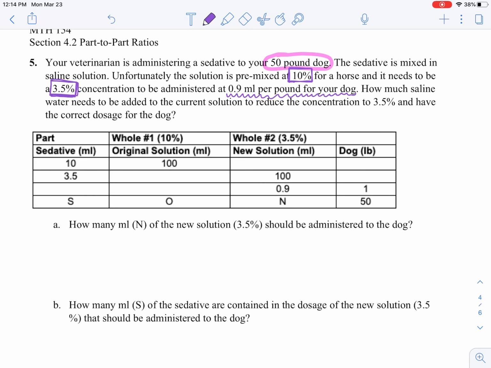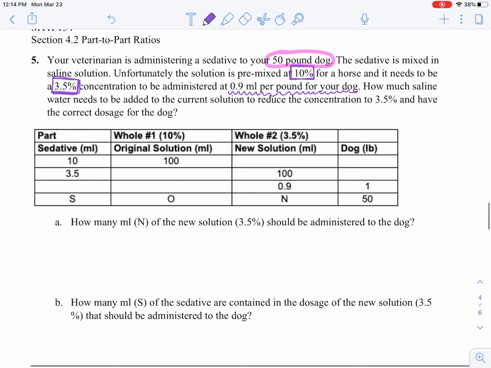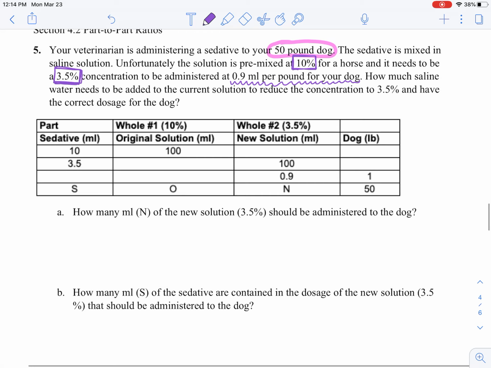Oh, a lot of numbers we were just given. How much saline water needs to be added to the current solution to reduce the concentration to 3.5% and have the correct dosage for the dog?